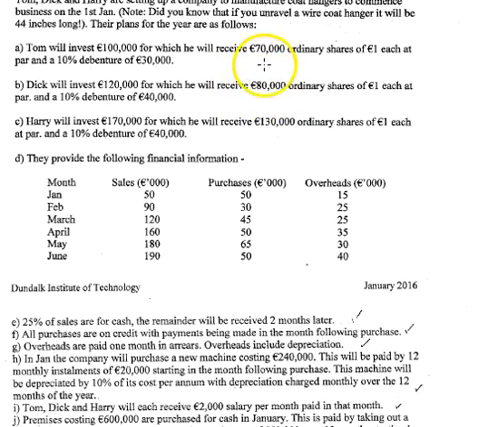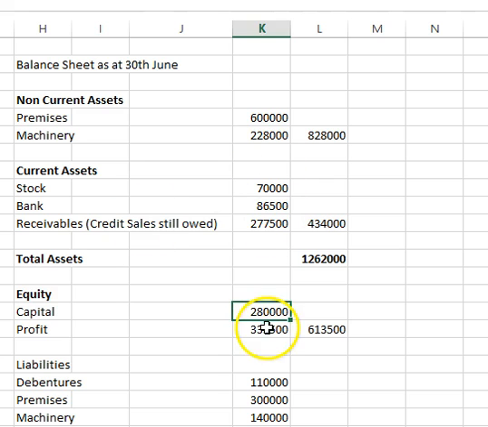Dick received 80,000 in relation to capital, and Harry received 130,000 in relation to capital. And we simply add those three figures together, and that gives us the capital for our balance sheet of 280,000. Our profit figure is simply taken from our P&L or our income statement.